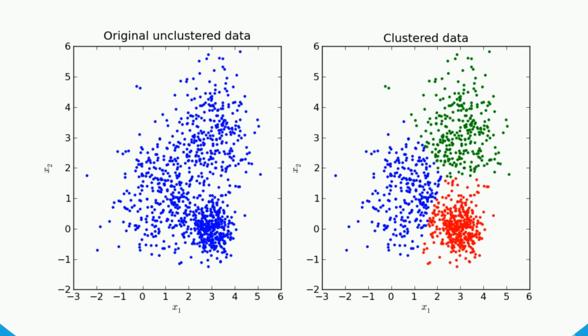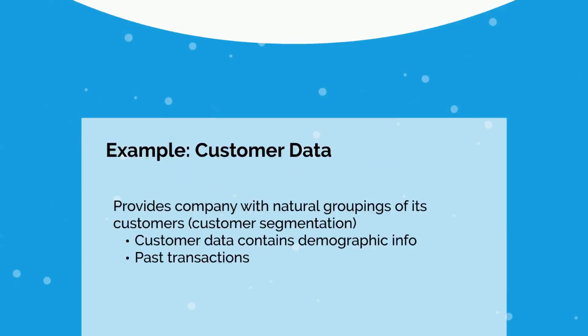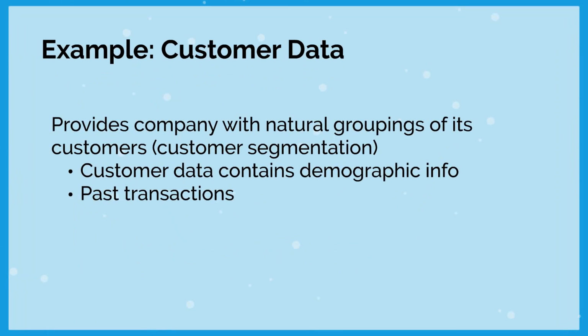And again, this is just in 2-dimensional input space. As soon as you have a higher number of inputs, clustering these data points is not conceptually easy when it doesn't fit into a 2 or 3-dimensional space. So let's talk about an example. We could use this to look at customer data, and it would provide the company with natural groupings of its customers. In the business world, this is called customer segmentation.